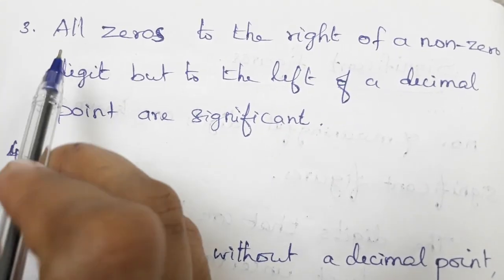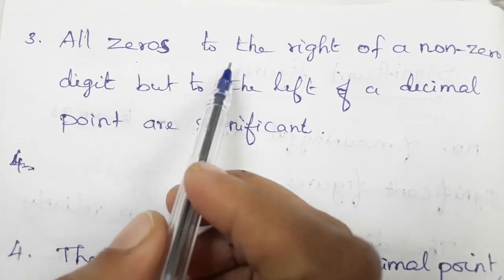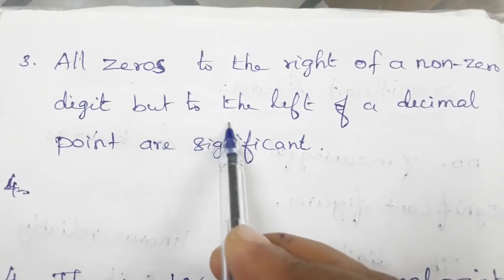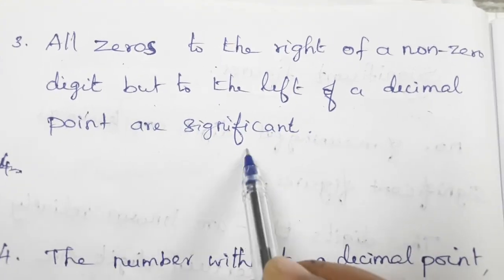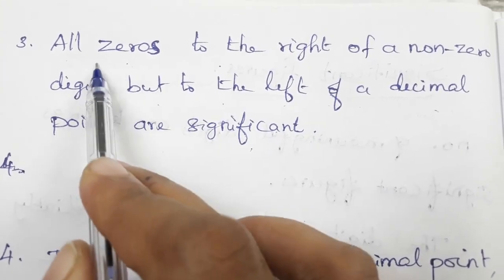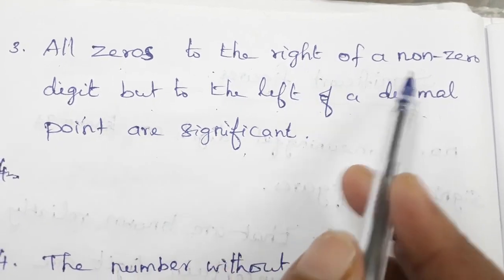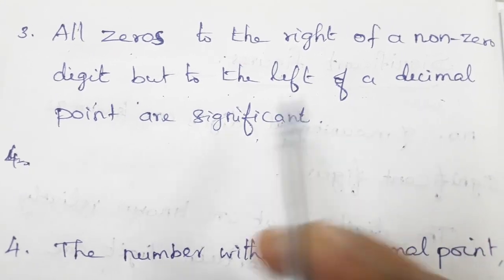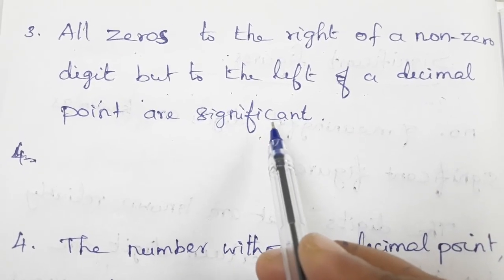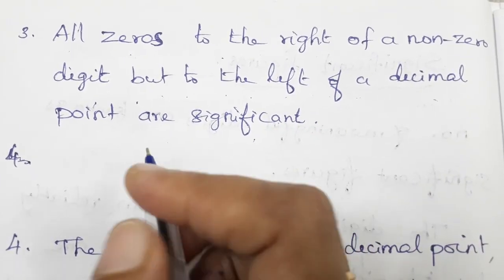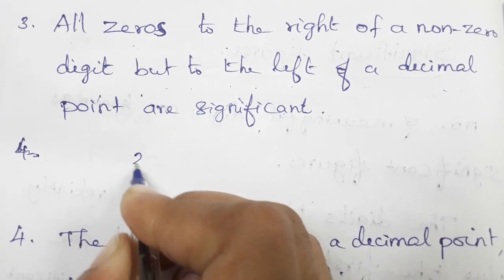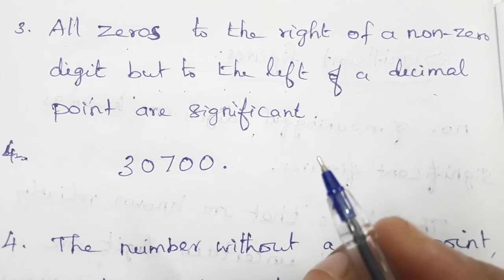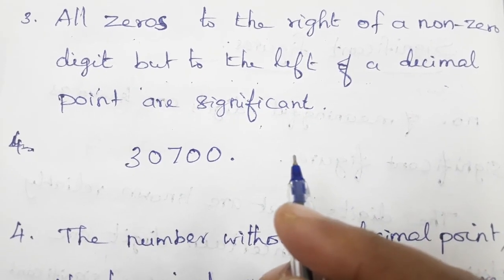Third rule: all zeros to the right of a non-zero digit but to the left of a decimal point are significant. So here we are considering a decimal point number. For example, 30700 with a decimal point. How many significant figures are there?